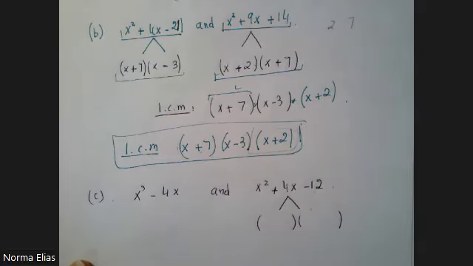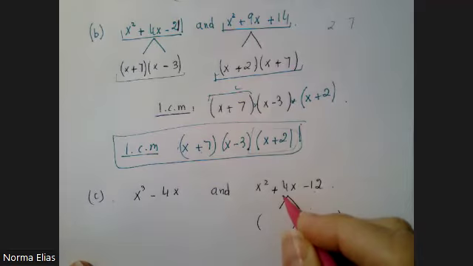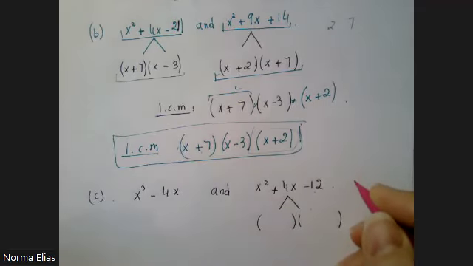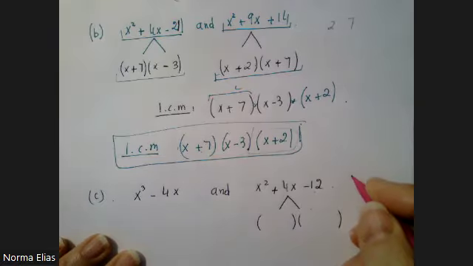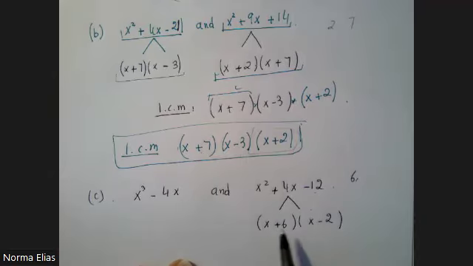Two numbers, you multiply them, you get -12. You add them, you get 4. So what are those numbers? 6 and -2, all right? So I will copy what you guys wrote. So it's x plus 6, x minus 2. Now, usually I check myself. X times x, x squared, minus 2x plus 6x plus 4x minus 12, correct. All right, so that's the easy one.